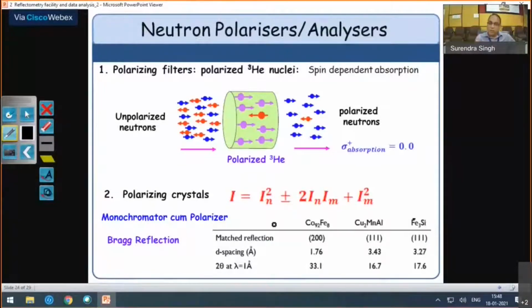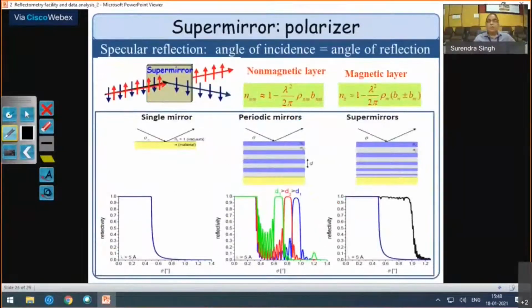So for one wavelength you will get one angle of scattering, for another wavelength another angle. So for time of flight or pulsed sources, this cannot be used. Mostly what is being used all over the world is the super mirror polarization. As I said, a super mirror is a coating mirror, thin films or multilayers, where one of the spins is reflected and the other spin is transmitted.